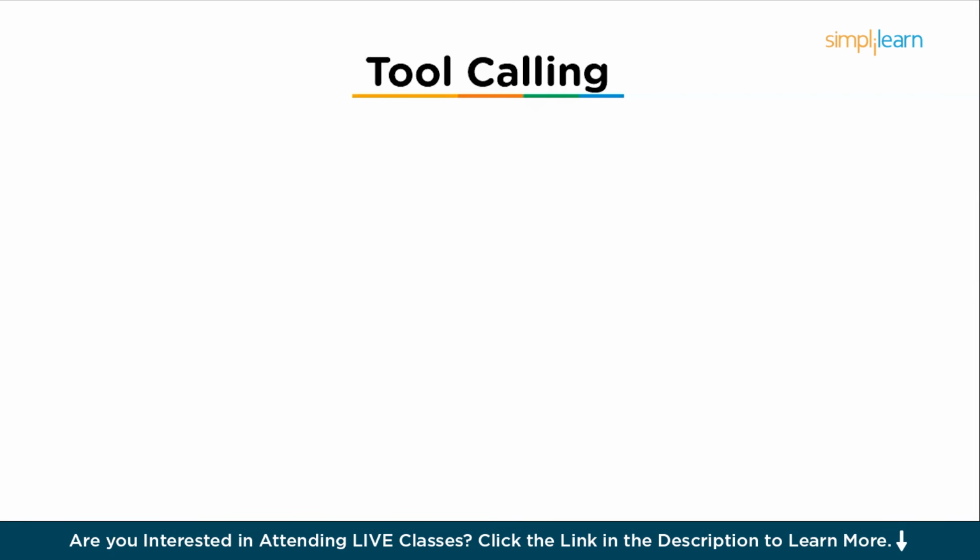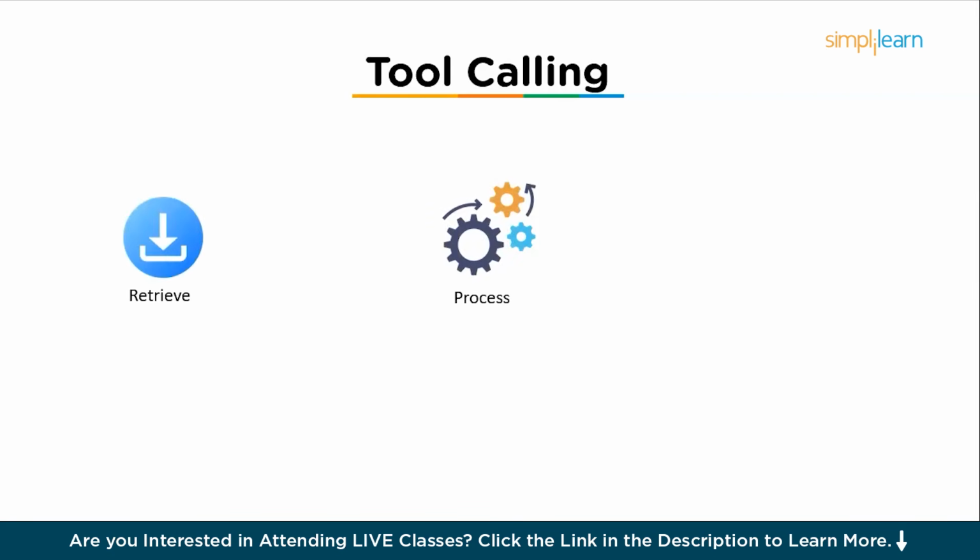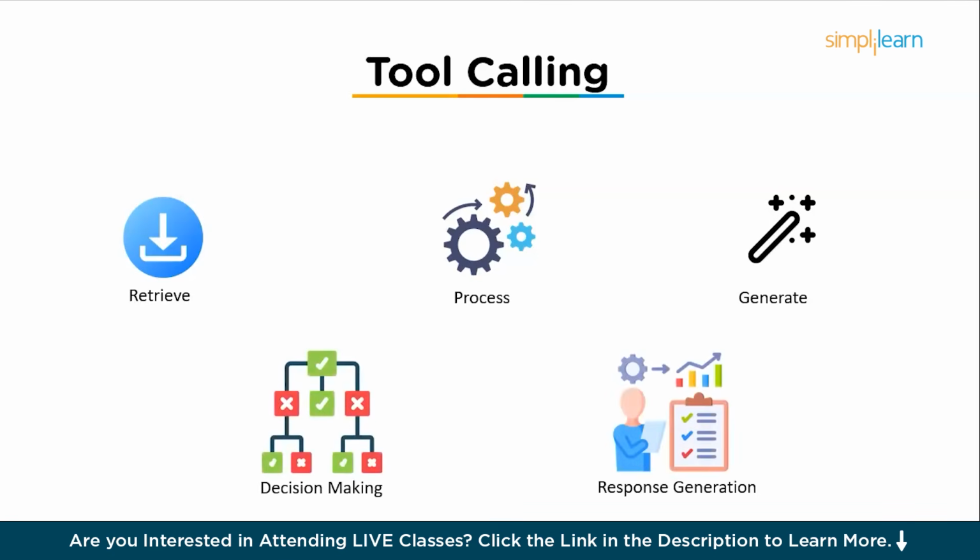So when building Agentic Retrieval-Augmented Generation, that is RAG applications, tool calling plays a critical role in enabling agents to retrieve, process and generate responses effectively. In this context, tool calling refers to an agent's ability to invoke external tools, APIs, or databases dynamically to enhance its decision making and response generation.